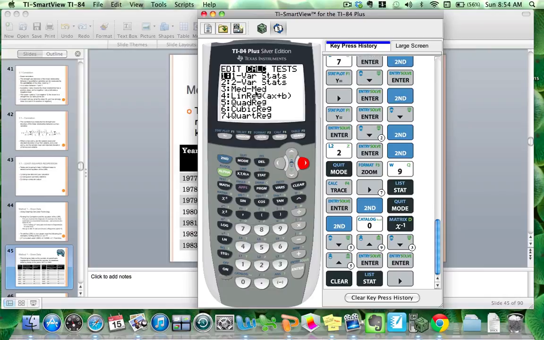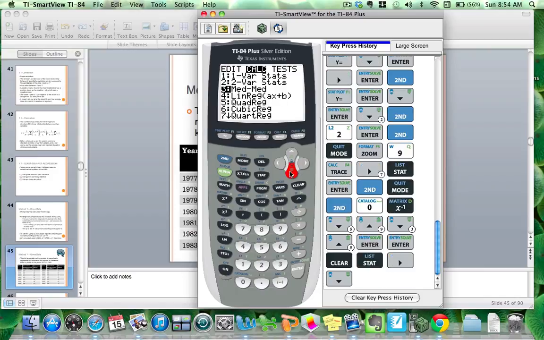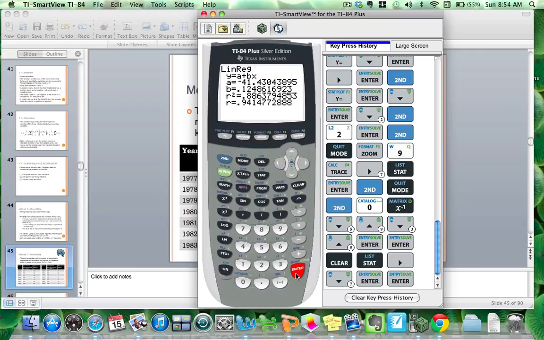Now you may see option 4 here, linreg ax plus b, but that is not the one we want because we do not use the ax plus b form of the equation. We use a plus bx. So you're going to scroll way down to option 8, which says linreg a plus bx. That's the one you want to choose. Linreg a plus bx.